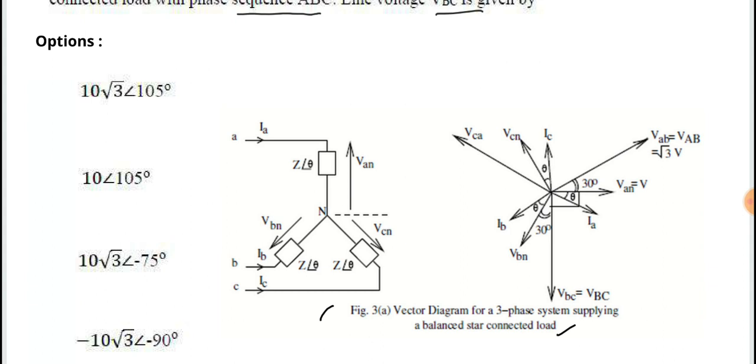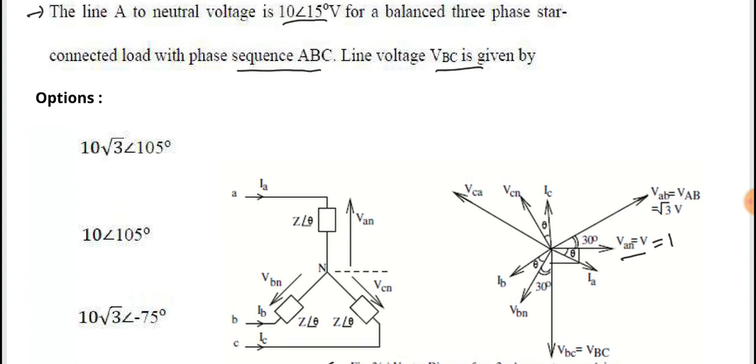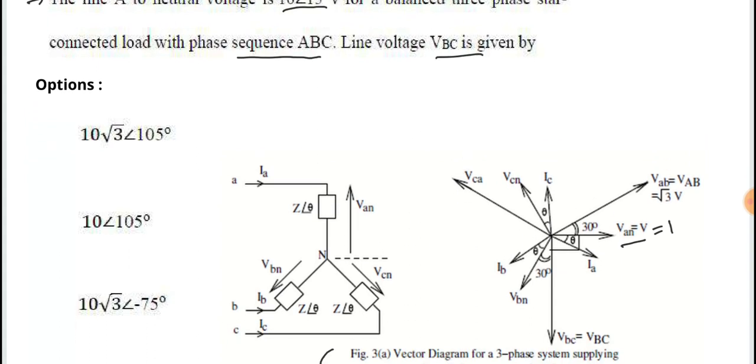Now what is the given question? VAN is given, 10 at an angle 15 degrees, as mentioned here. Now observe here, where is the phasor diagram? Here we have VBC, and we need to find the value of VBC. How much angle exists between these two? 90 degrees. The phase sequence is in clockwise direction and the vector diagram is in anti-clockwise direction. So we are talking about the vector here.